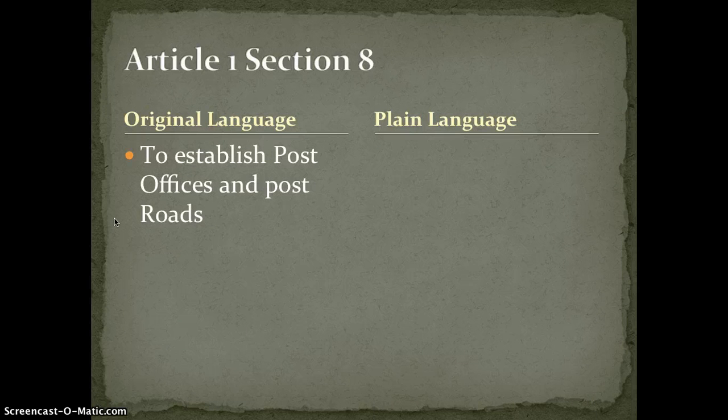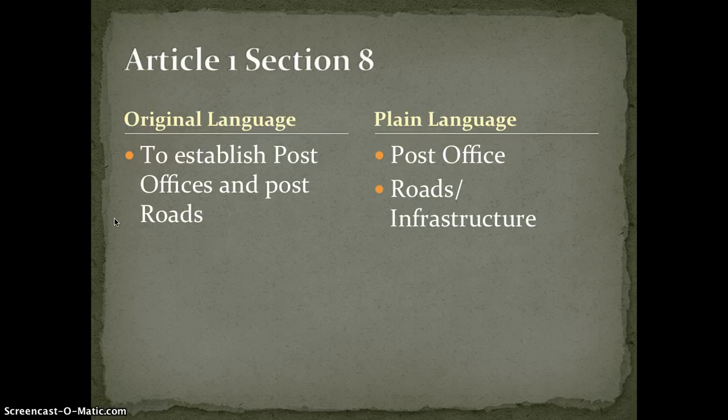They establish post offices and post roads. Means they're in charge of the post office and all the interstate highways. So if a highway goes from Maryland to Virginia, they can write laws about it.